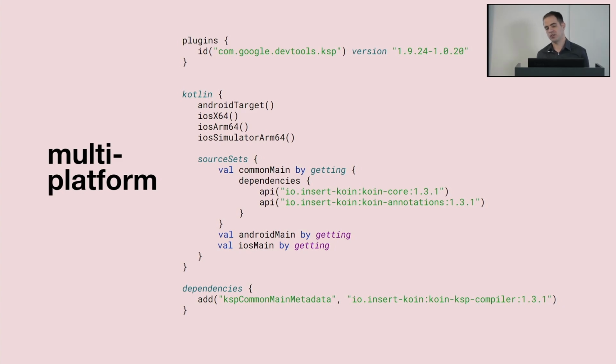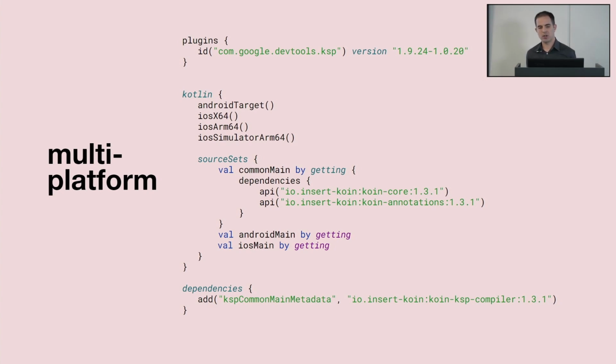The previous example was actually an Android project. Sorry for not mentioning that. As I mentioned, Kotlin Symbol Processing also supports multi-platform projects. And in this example, I will show you how to add Kotlin Symbol Processing in a multi-platform project.